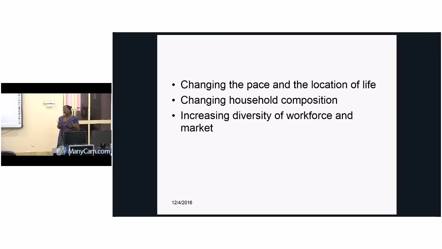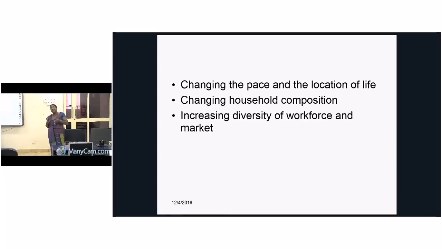Sometimes in the same family, the mother is living in some other place due to certain reasons. So the father is running the family, and the children are sometimes living with the mother, and sometimes you can observe that both the mother and the father are working. So the household composition got changed.